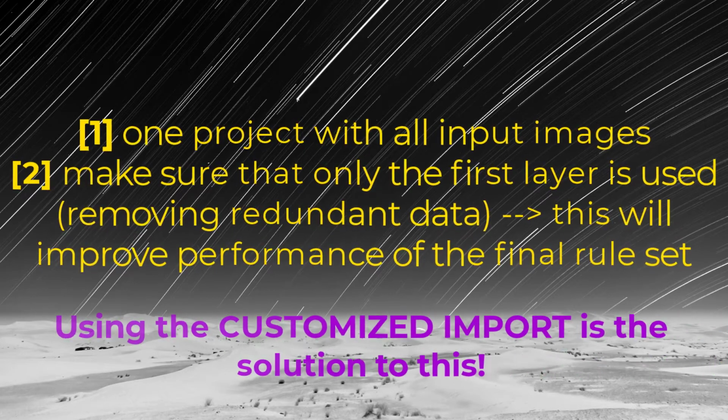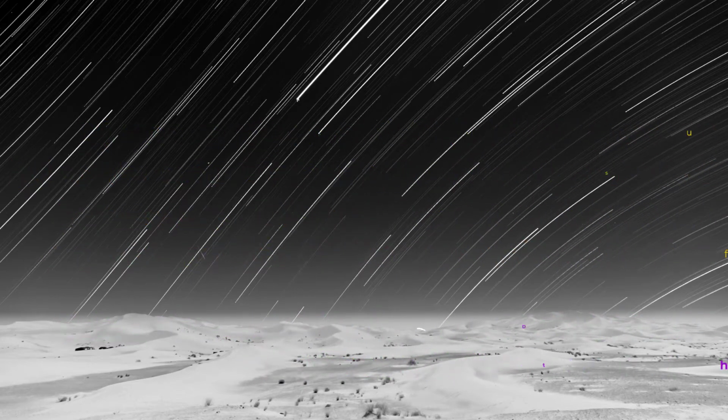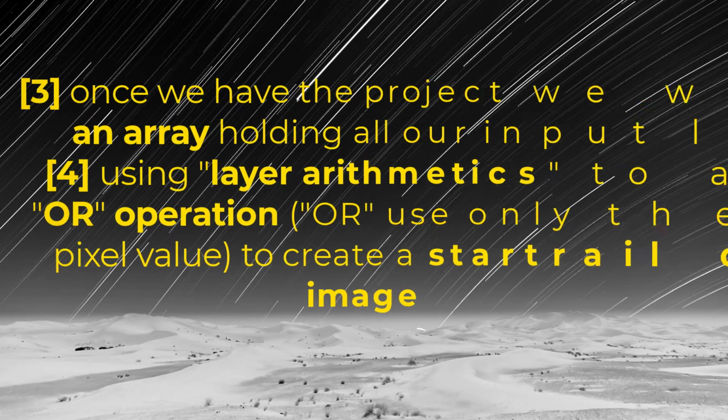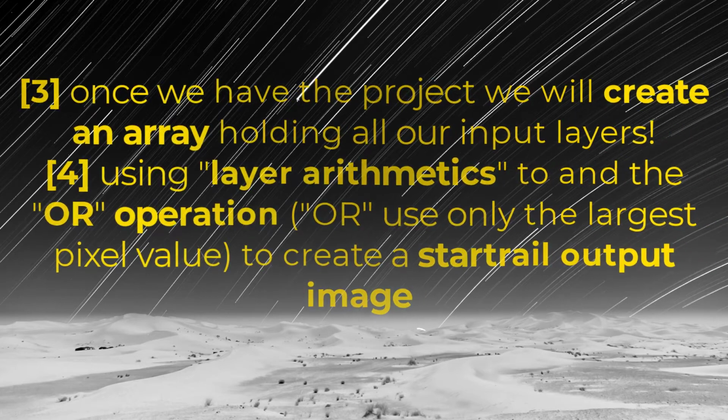What we have to do here is use the customized import. Once we have all the layers in the project, we're going to create an array. And then we use layer arithmetics to simply add up the images and create such a star trail image.